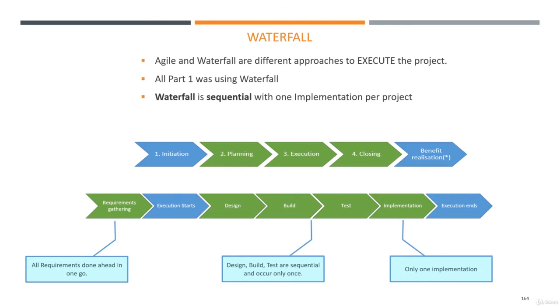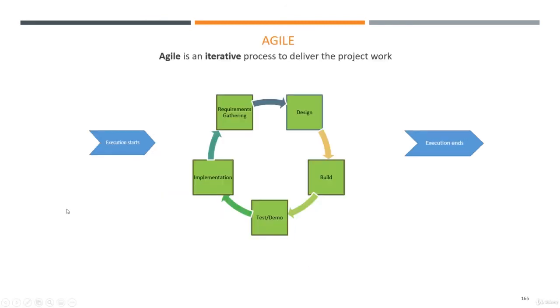Now let's have a look at Agile so we can really see what the difference is. Let's review Agile. Agile is an iterative process to deliver the project work. It's not only once, it's iterative. And we can change and fine-tune as we go. So if we go through the loop, if you like, when the execution starts, we already obviously have a good idea of what we'll be doing. So it's usually a very large chunk of work that we've agreed to work on.